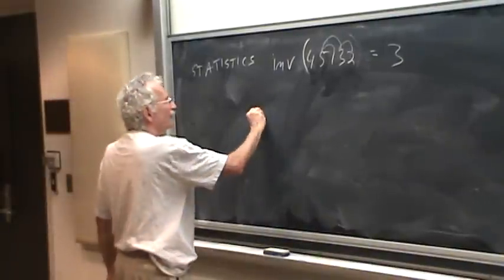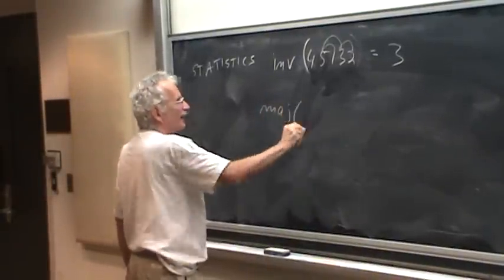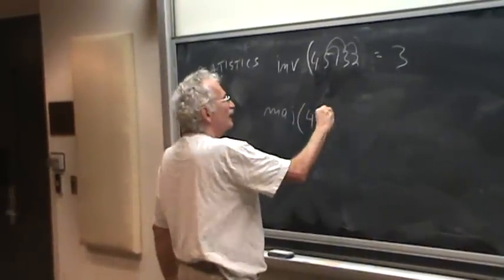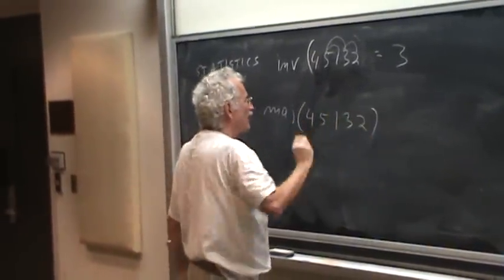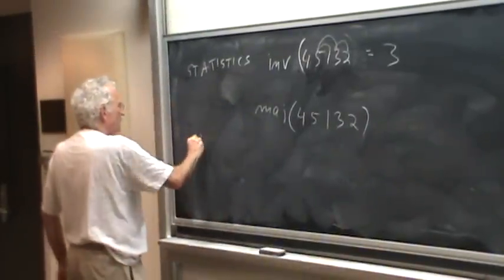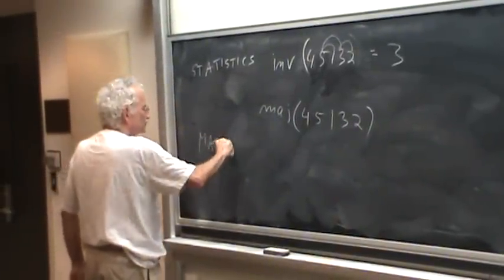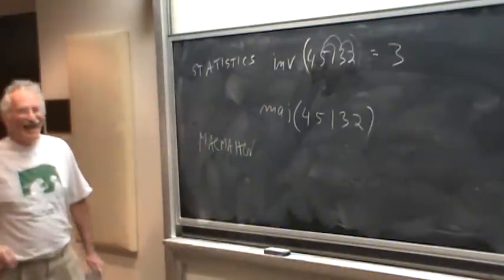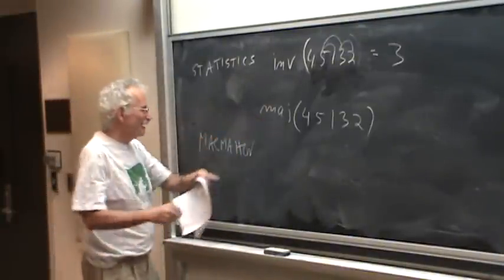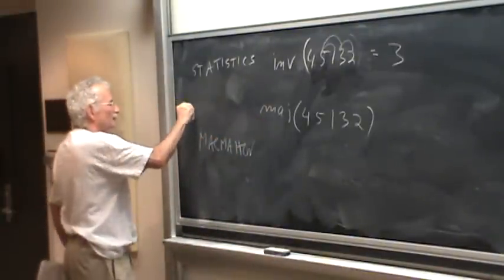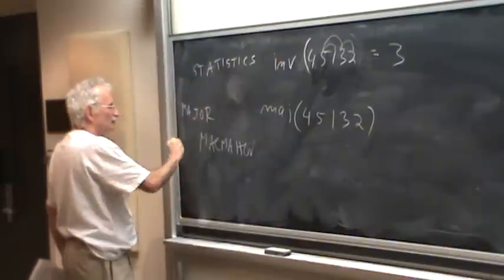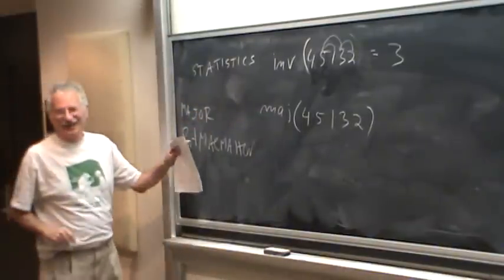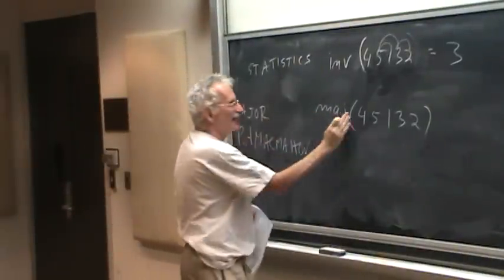And the other one is called the major index. It was introduced by Percy Alexander MacMahon about 100 years ago. He did not call it the major index. He was a major, by the way, in the Royal Artillery. But he was a very modest man. He did not name it after himself. He called it the greater index.